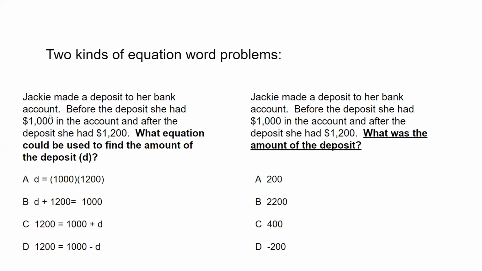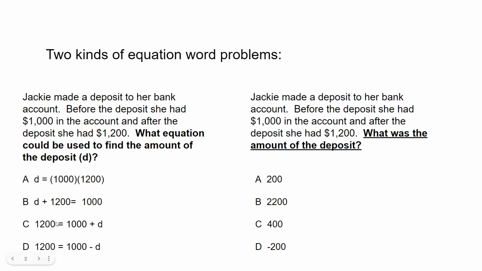Jackie made a deposit to her bank account. Before the deposit, she had $1,000 in the account, and after the deposit, she had $1,200. I think it's pretty obvious what's going on here, but we have two different questions that we can ask about this situation. On the left, which equation could be used to find the amount of the deposit? And it tells us that we're using the variable D for that deposit.